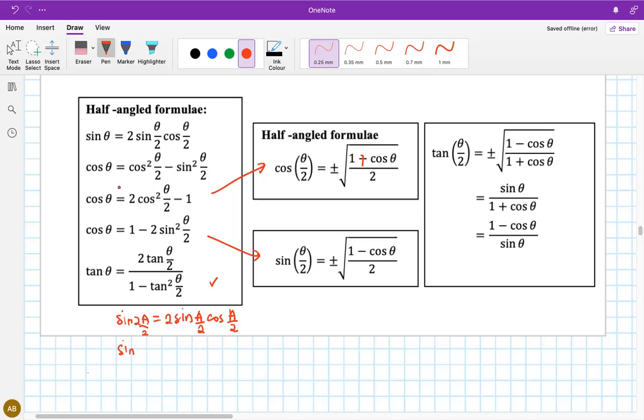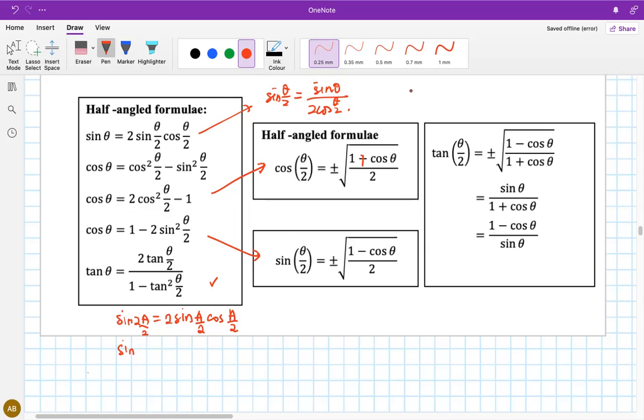If you want to find sine theta over 2, we cannot use sine theta straight away. If we use sine theta equals 2 sine theta over 2 cos theta over 2, we still have theta over 2 here, so we cannot get the value. So here we had better use this other one.